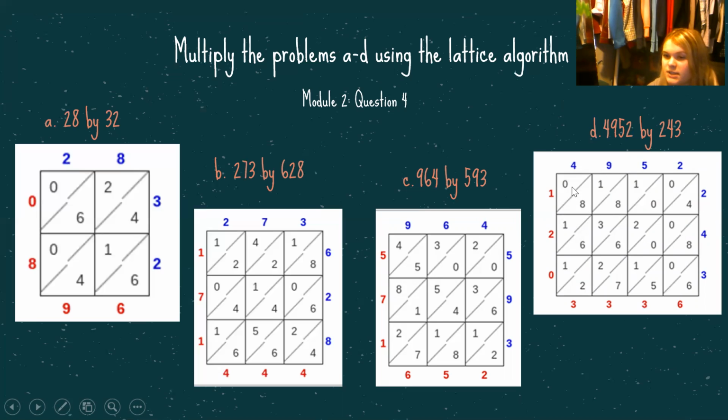Then we're going to go ahead to our second row. 4 times 4 is 16, 9 times 4 is 36, 5 times 4 is 20, and 2 times 4 is 8. Now for our last and final third row, we're going to do 4 times 3 is 12, 9 times 3 is 27, 5 times 3 is 50, and 2 times 3 is 6. So then we're just going to do our addition, and after we've done so, we are going to end up with 1,203,336, and that is going to be it for our lattice algorithm.